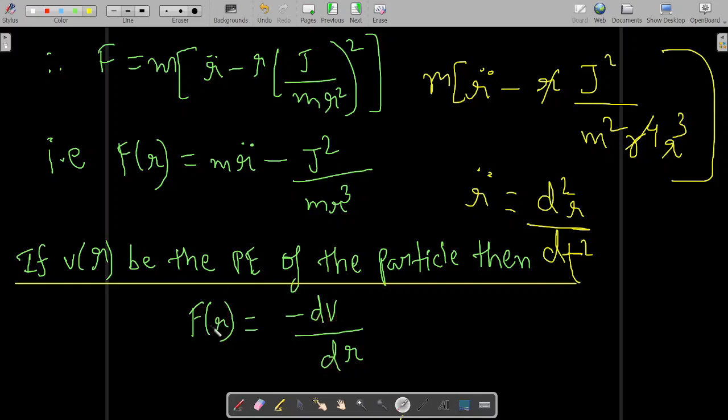Why is the force radial? Because the force is conservative. The force can be conservative only if it is a central force, and if it is a central force, then it will be radial in nature. So F of r will be equal to minus dV by dr.